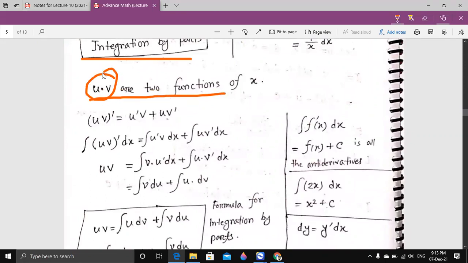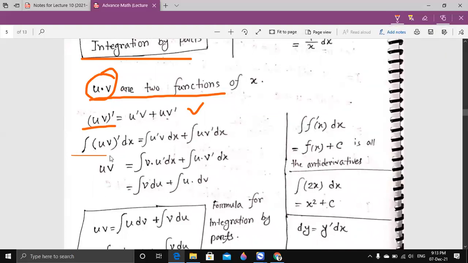It came from u times v. You already know the derivative of the product of two functions u and v. So their derivative is u derivative times v plus u times v derivative. So this was our differentiation formula.